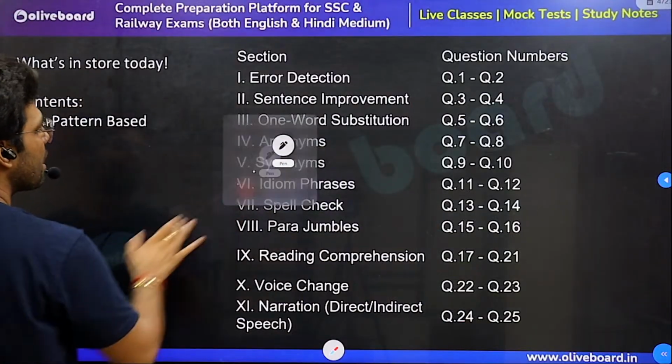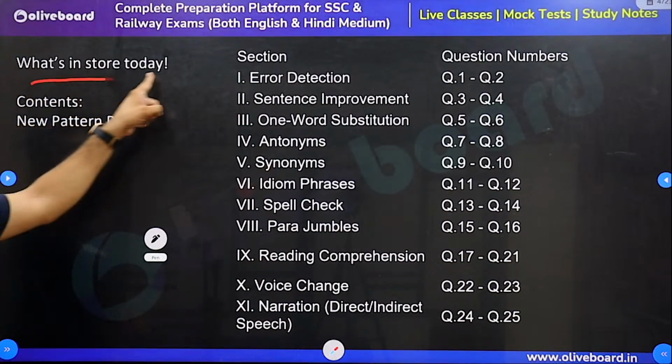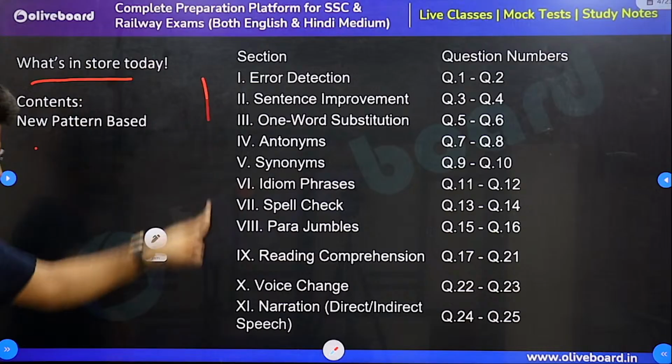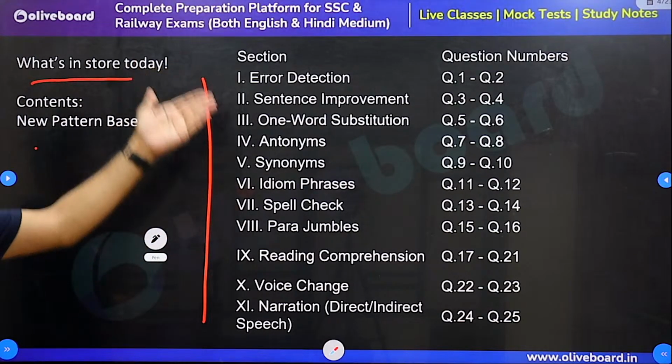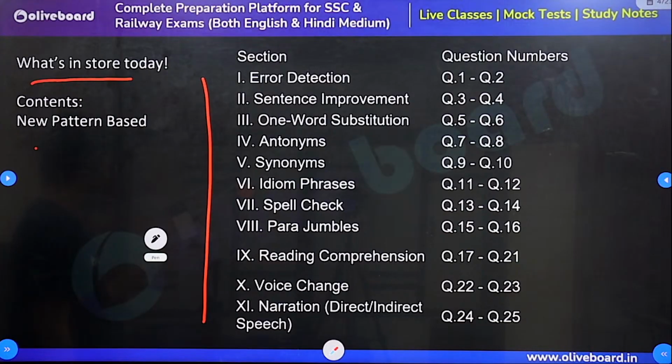Here we go. So today, what is in store for us? We will be discussing the new pattern questions with a mix of them. Have a look and we go ahead.